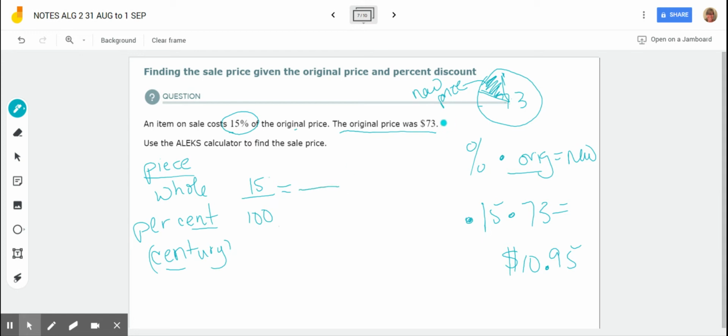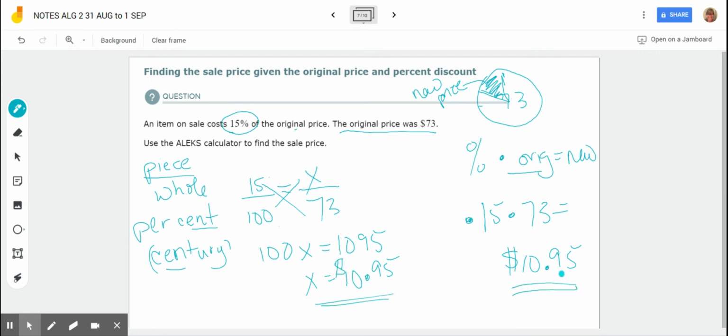Is the 73 the piece or is it the whole? The sale price is the piece, so that's our x, and 73 goes here. And then we cross multiply. You get 100x equals 15 times 73, which is 1095. Divide by 100 and you get 10.95. See, same answer. All right, that is the last problem on here.